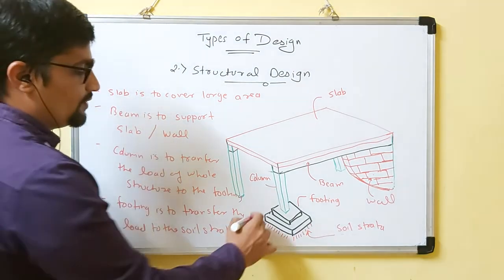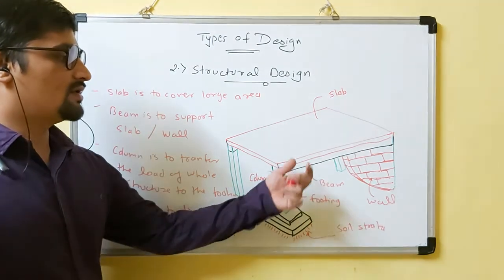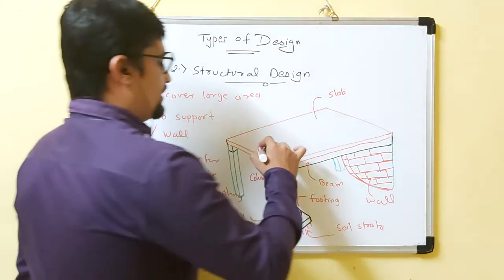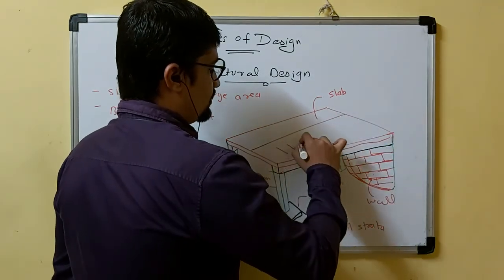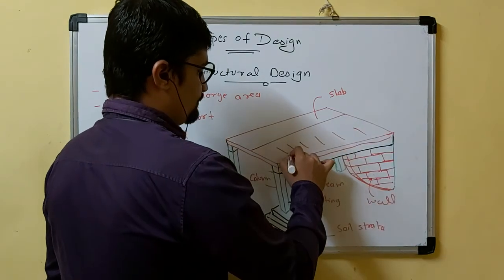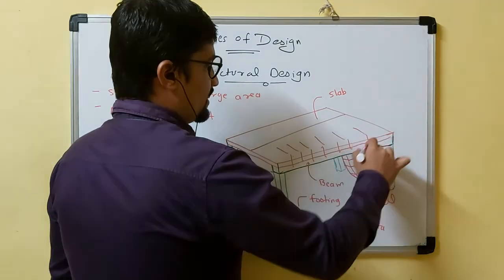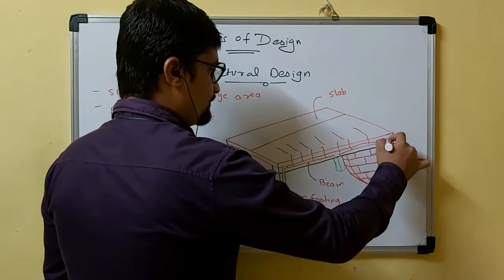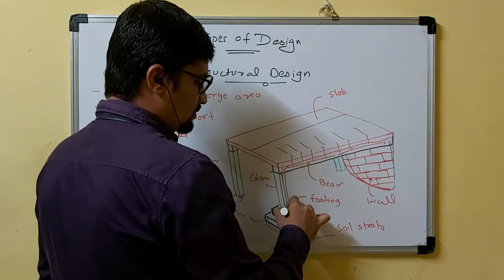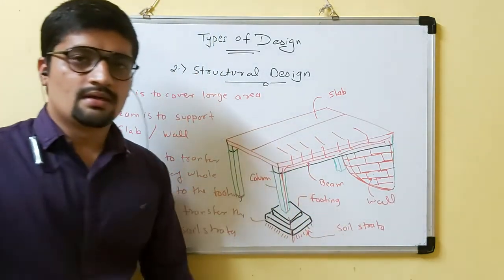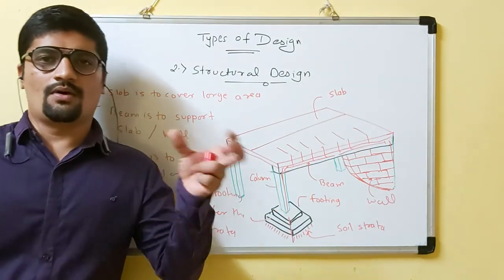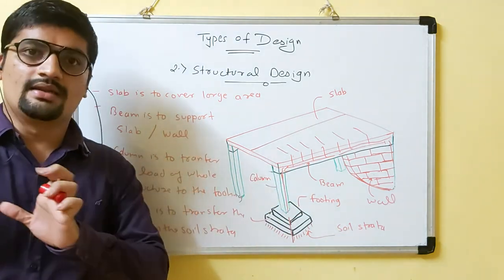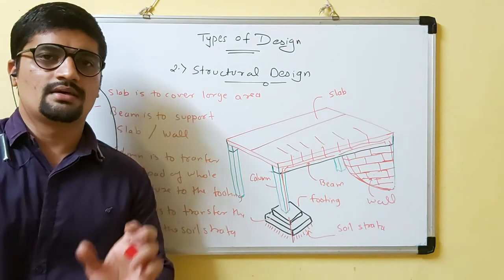So the heaviest element will be the footing, after that column, after that beam, and then the slab. The loads are transferred like this. The slab transfers half of its load to the beam, the beam transfers half of its load to the column, the column transfers this load to the footing, and the footing transfers it to the soil strata. Means slab to beam, beam to column, and column to footing. The walls don't carry any type of load. They are only used as a privacy member.